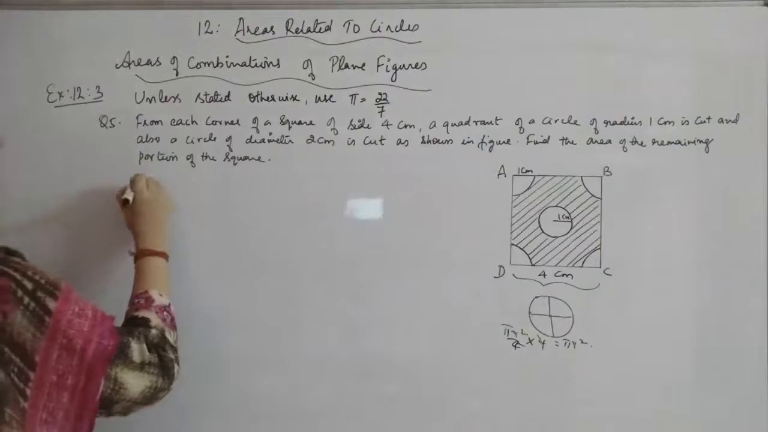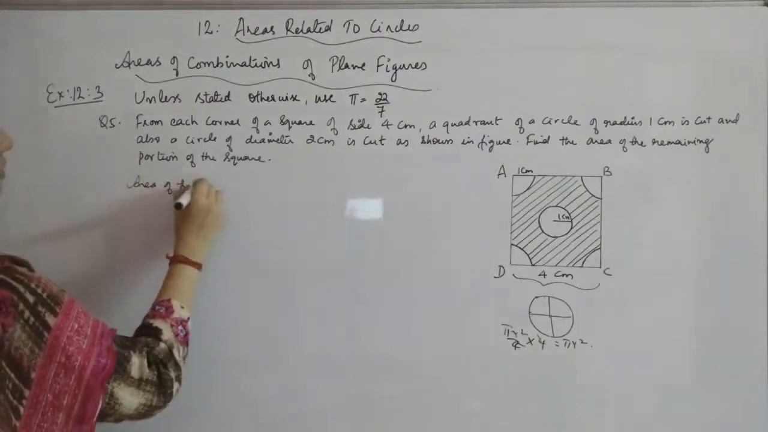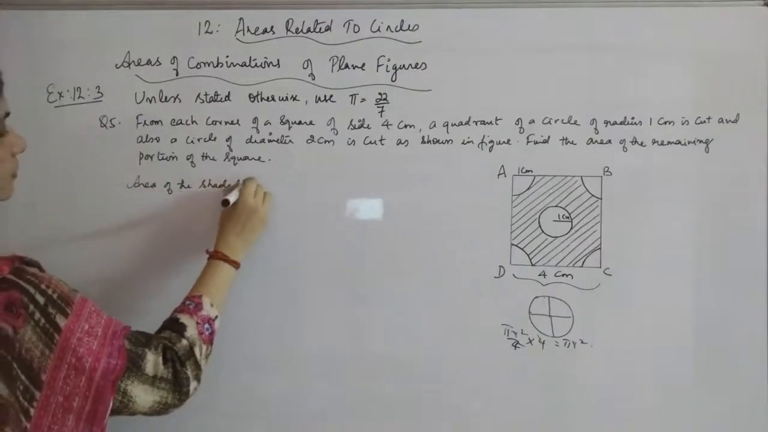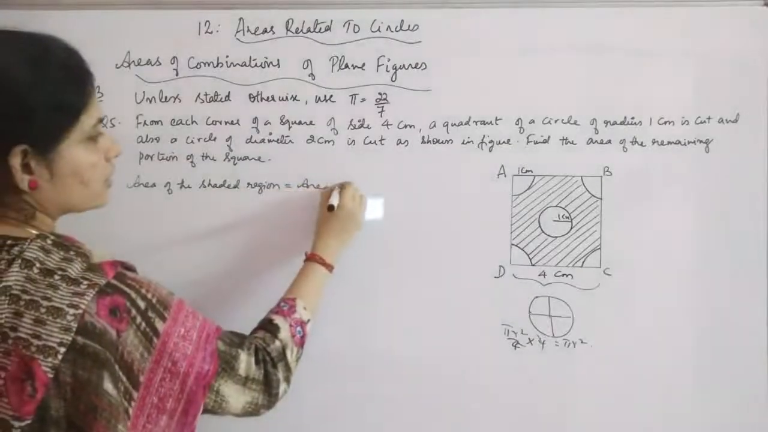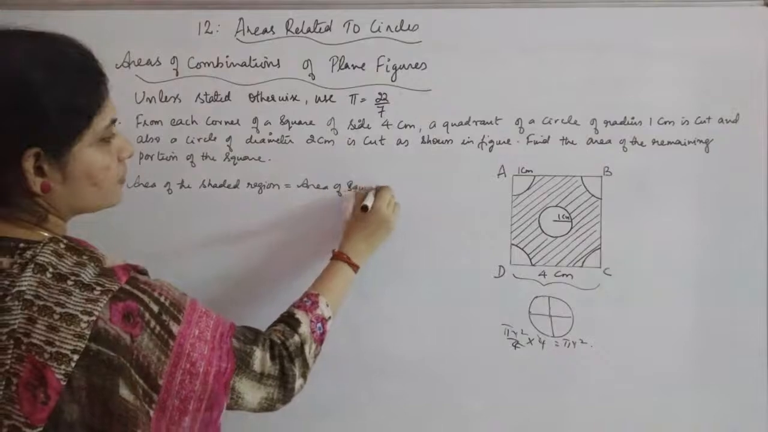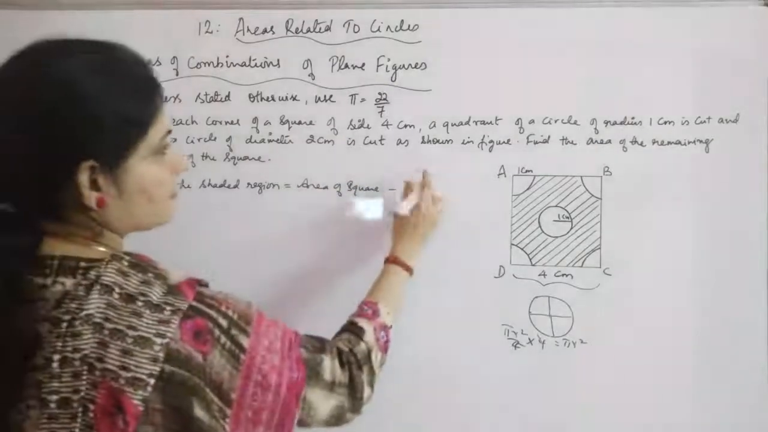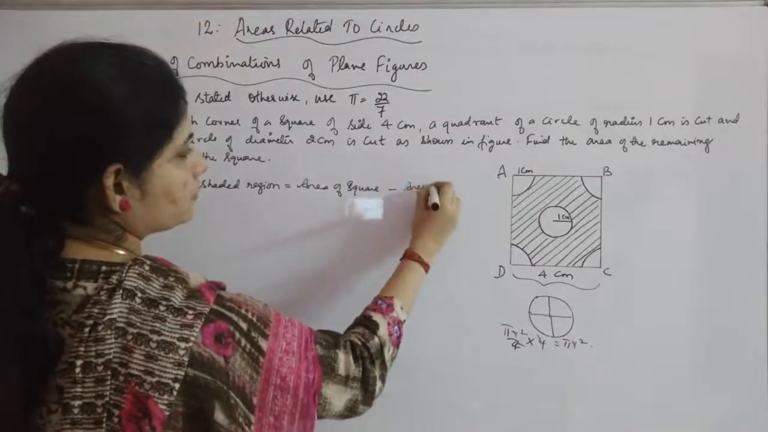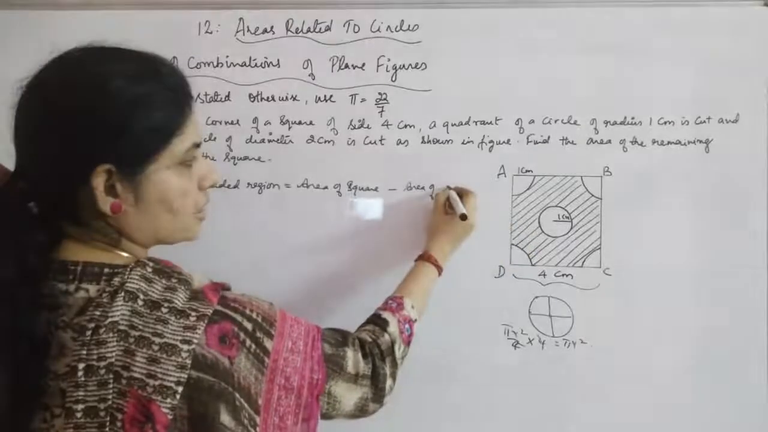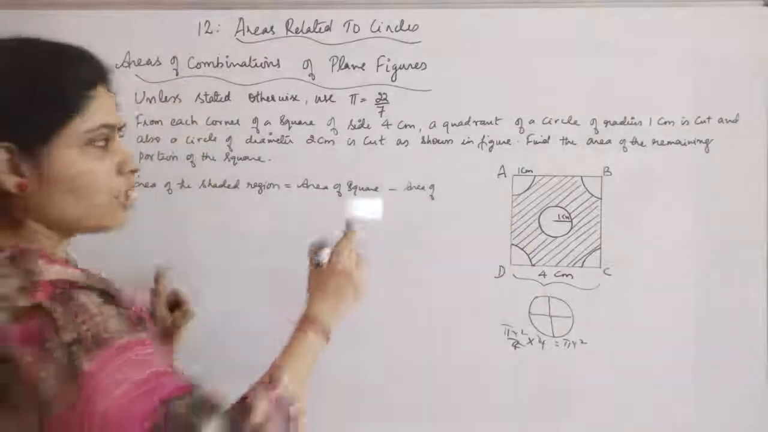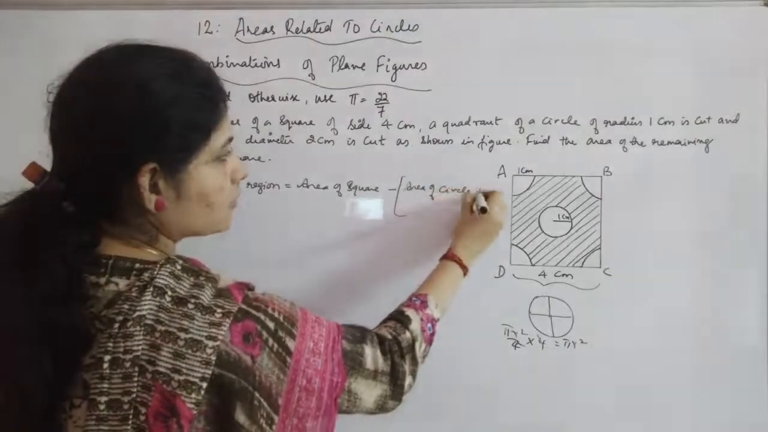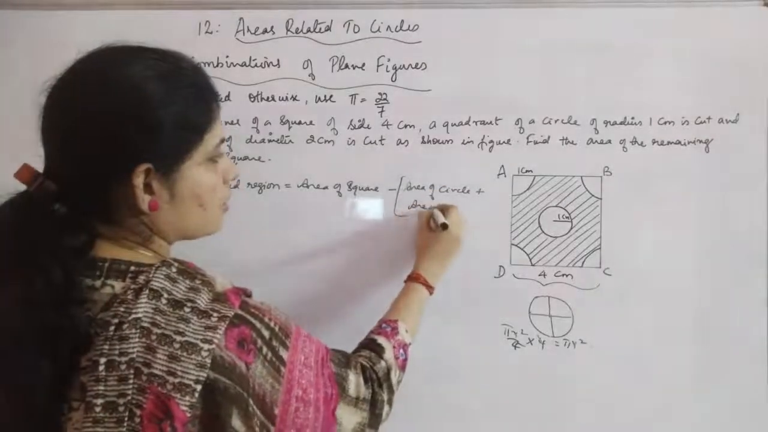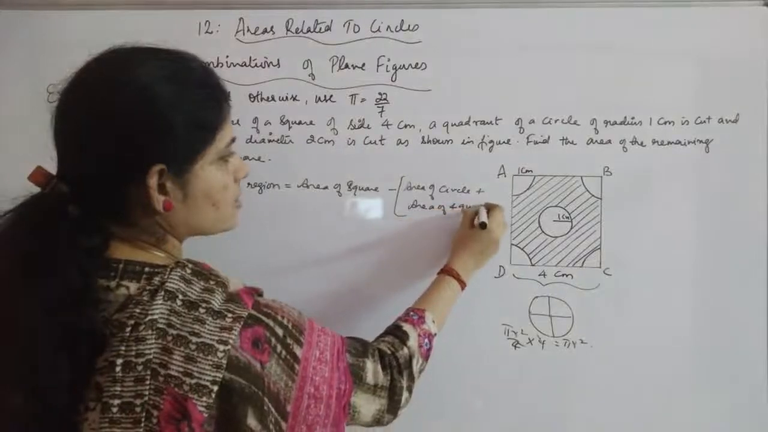So area of the shaded region is equal to area of the square minus area of, shall I write 2, or else you just write area of the circle plus area of 4 quadrants.